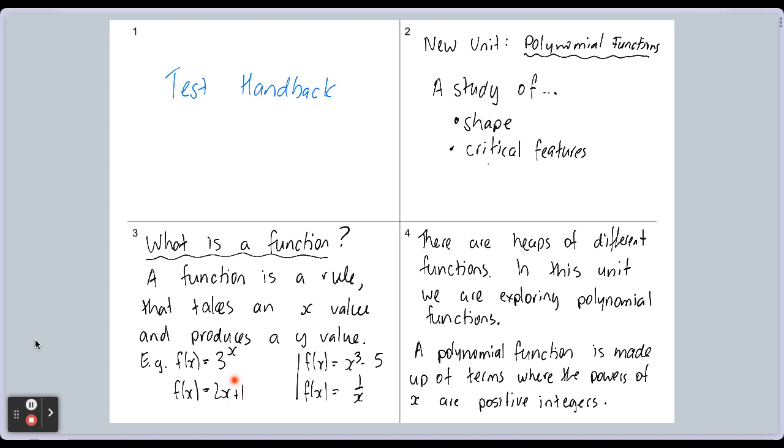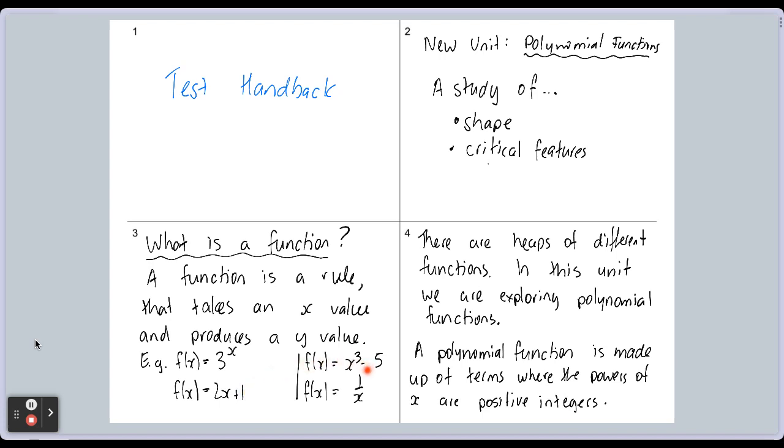Is this a polynomial function? Look at the terms. Are they terms that are made up of powers of x, where the powers of x are positive integers? Yeah. That's 2x to the power of 1. Yep. So that's fine. And that's just a constant. We call that the constant term, the term with no values of x. That's fine as well. Okay, so that is a polynomial function. P.S. If I said 2x plus 3 to the power of x, that would not be a polynomial function either, because the 3 to the power of x rules it out.